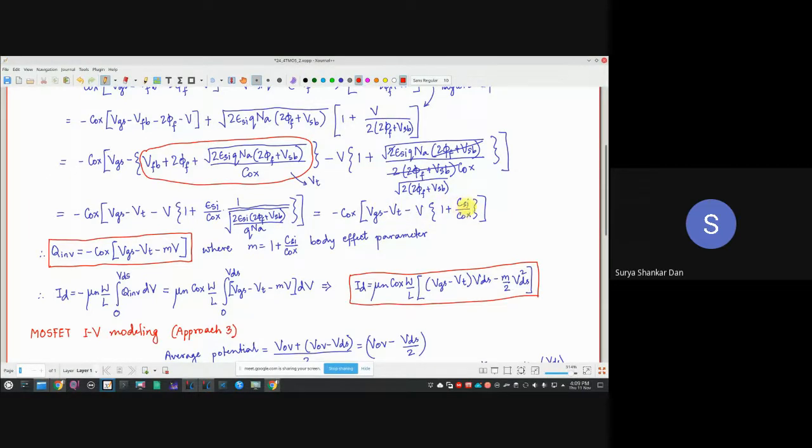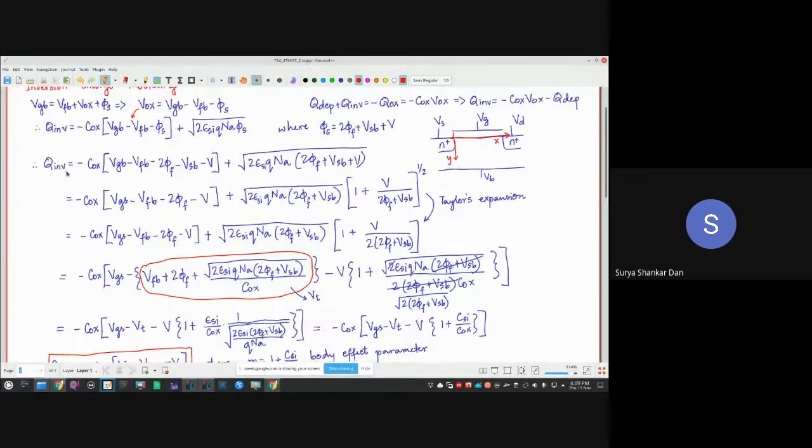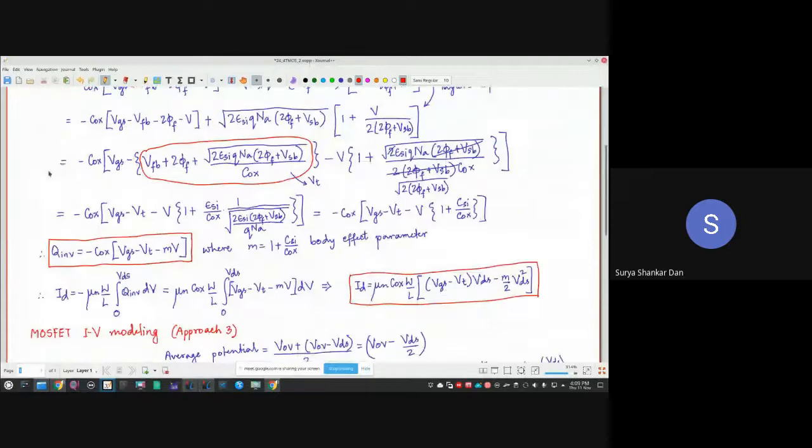Now, in the previous lecture, we had also told that this 1 plus CSI by COX is the body effect parameter, because CSI by COX is nothing other than the body sensitivity, right? So finally, what we end up with is this Q inversion. That inversion charge, Q inversion, is equal to minus COX, VGS minus VT minus, so this is VGS, see here, VGS minus VT minus this 1 plus CSI by COX. So this one is small m. Okay. So I've just put minus MV.